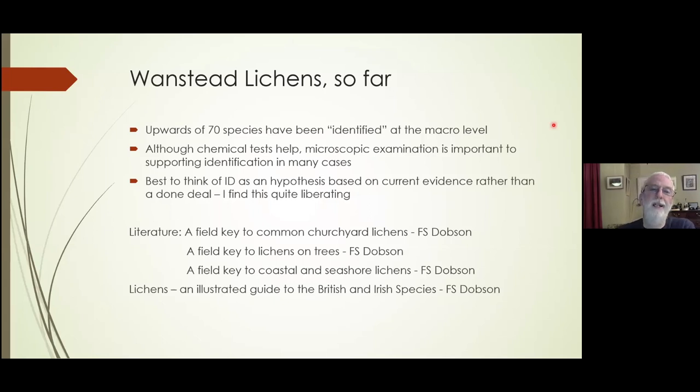So far, I reckon I have identified, in inverted commas, at the macro level, i.e. just with a hand lens and a few chemical tests, which I haven't talked about, 70 species. To really do them properly, you need to do microscopic examination, but I haven't gone down that line yet. The chemical tests revolve around bleaches, caustic potash, potassium hydroxide, and UV lights are quite useful as well.